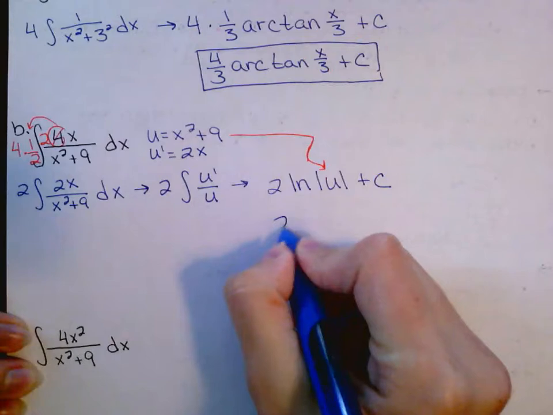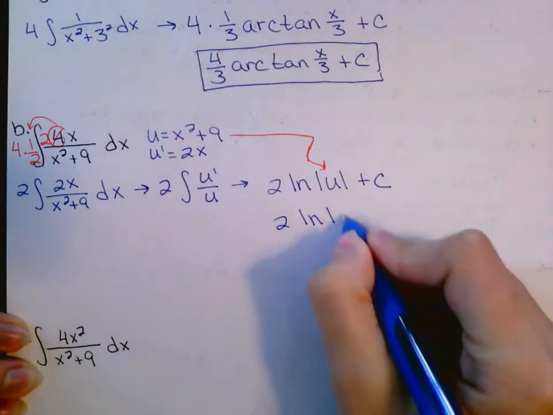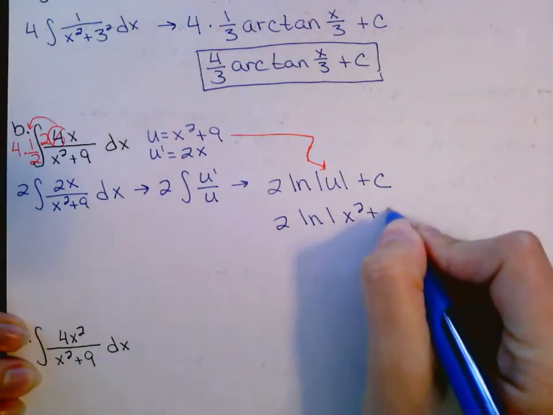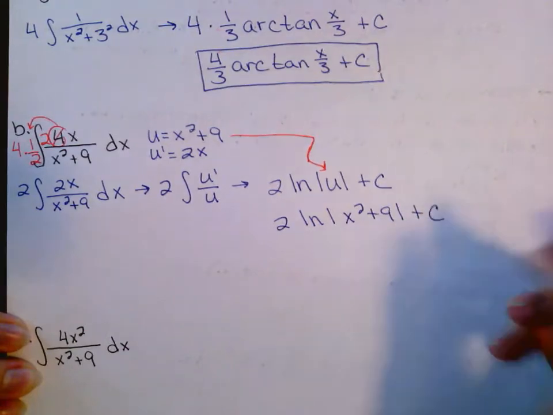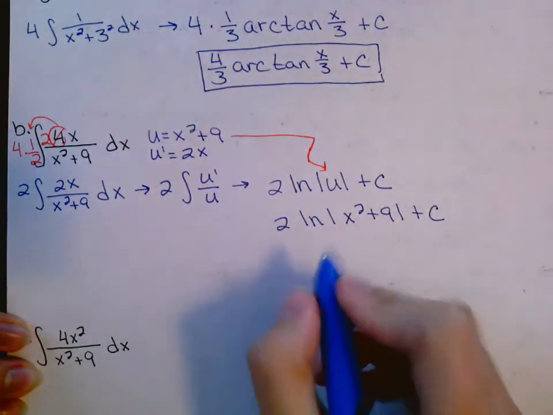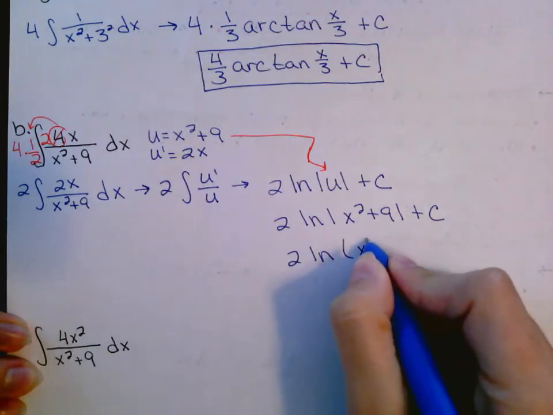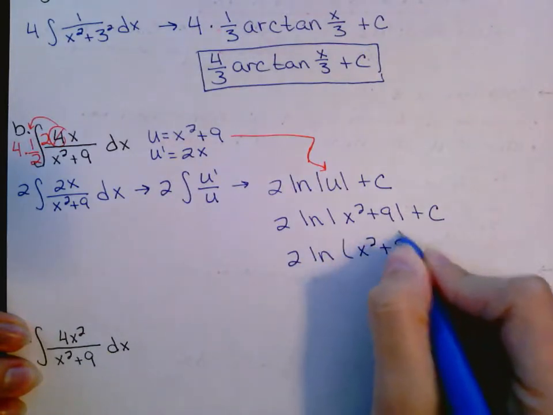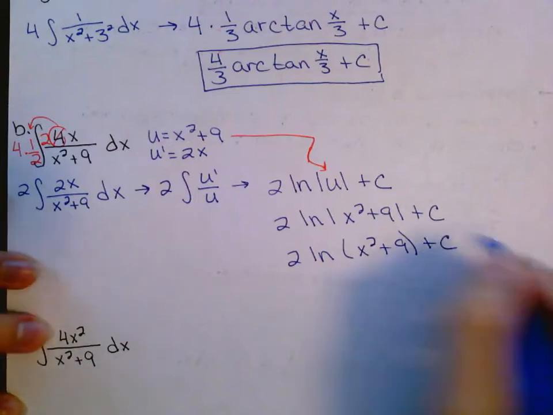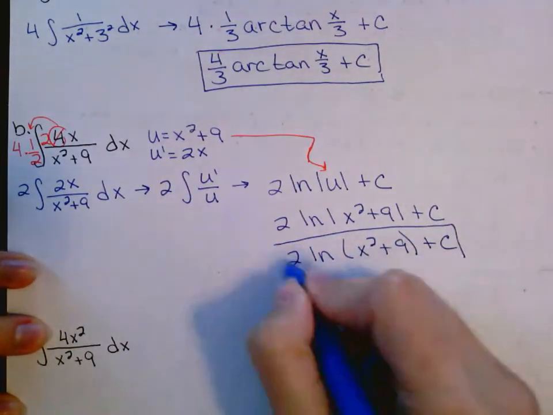So I have 2 ln absolute value of x squared plus 9 plus c. And x squared plus 9 will always be positive. So technically, if it was a multiple choice, you wouldn't need that absolute value bar, you could just put it in parentheses, and I'm done with this one.